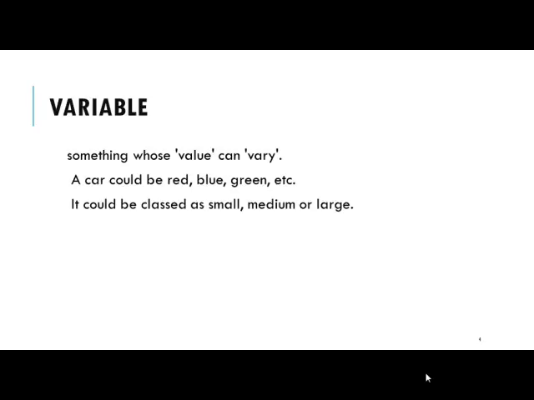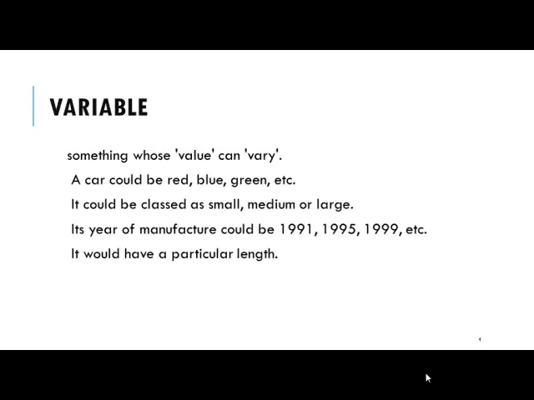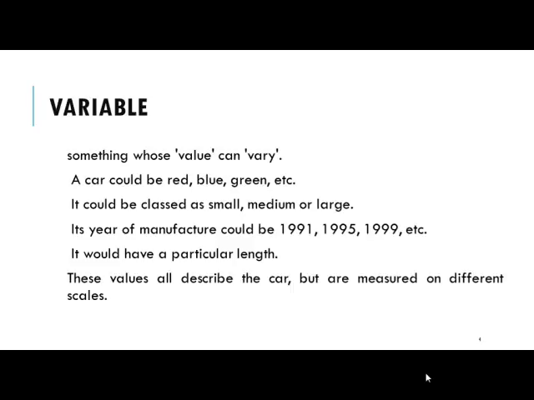A car's size can be classified as small, medium, or large. This is also a qualitative characteristic. Its year of manufacturing could be 1991, 1995, 1999, 2015 or 2016. So this is a quantitative characteristic. It would also have a particular length, and this is also a quantitative characteristic. These values all describe the car but are measured on different scales. Dear students, the first two characteristics show qualitative characteristics, and the last two show quantitative characteristics.